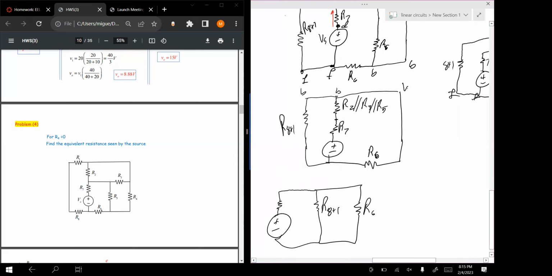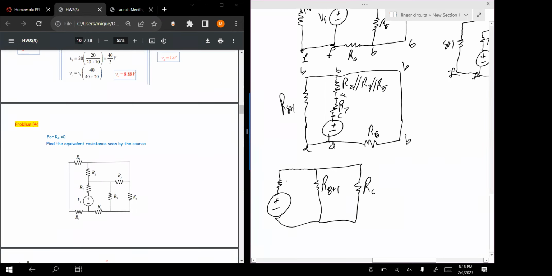This is all node B. This is node A, C, D, like this, maybe. That's all over the place. So this resistor here is going to be R7 plus R2, R3, and then I ran out of room, R5. Does that move make sense? Yes. Okay.